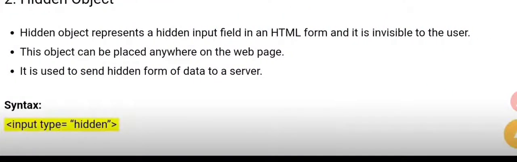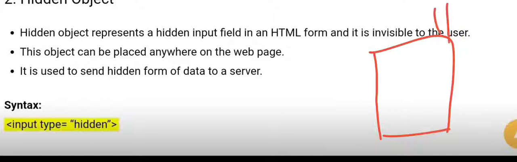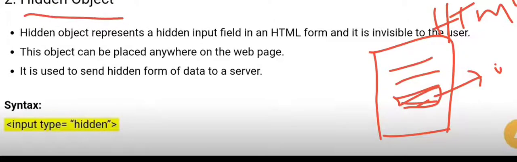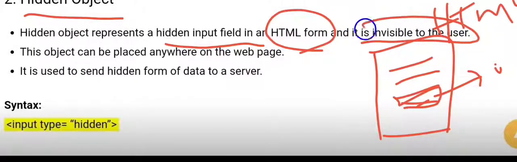Next, the second one is the hidden object. What is meant by a hidden object? For example, in the HTML form some data will be hidden, or invisible to the user. That kind of data we can call hidden data. So how can we mention the hidden data in the HTML form? It is a hidden input field in the HTML form that is not visible to the user.